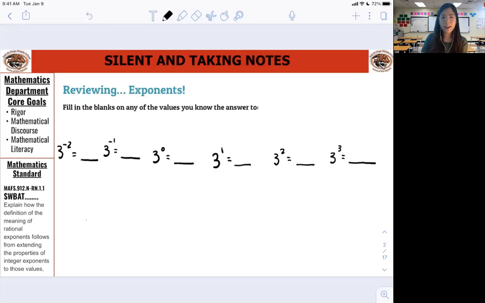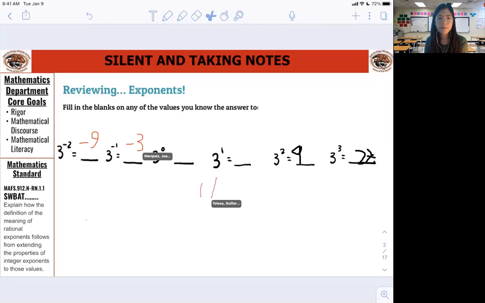So which ones does anyone want to fill in some blanks here? You can do the annotation tool. Three to the power of 1, 3 to the power of 2. Go ahead and fill it in. What about 3 to the power of 1? Okay, I see a 3.